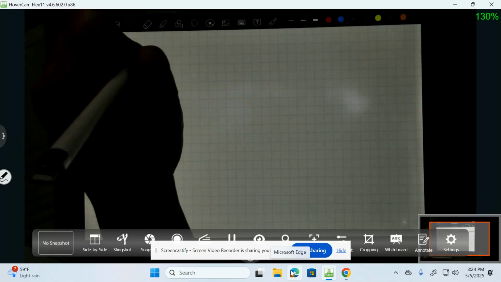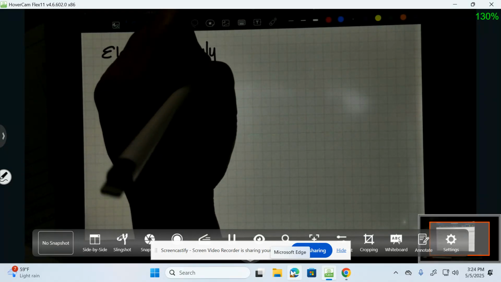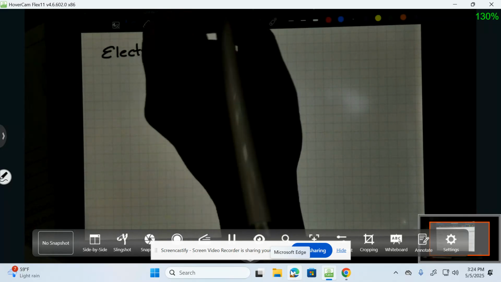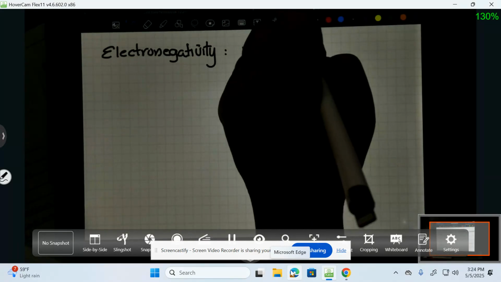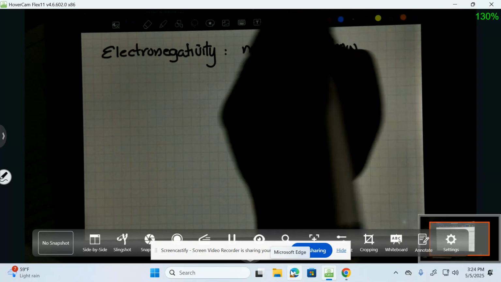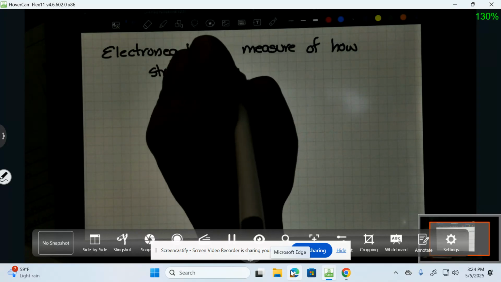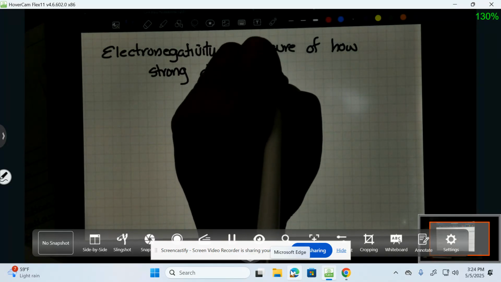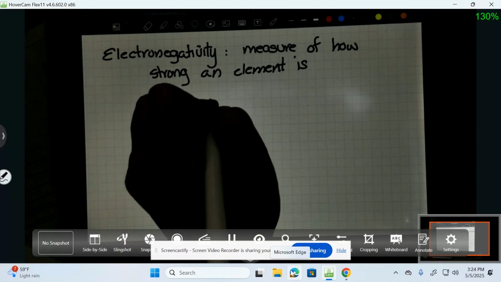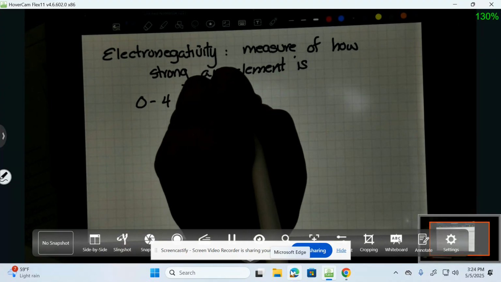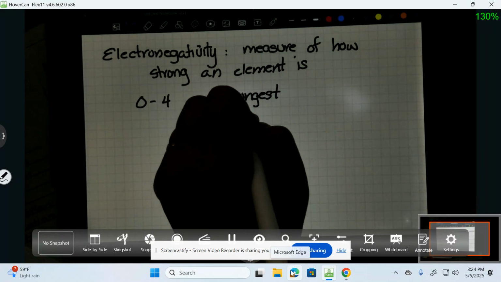Electronegativity. Electronegativity is a measure of how strong an element is. It's based on a scale from 0 to 4. 4 is the strongest. 0.6 is the weakest.